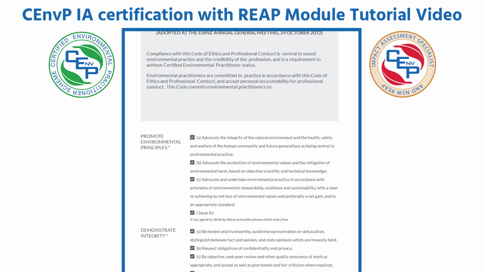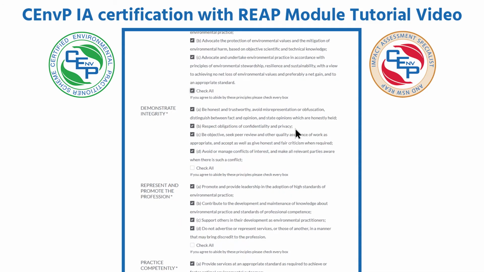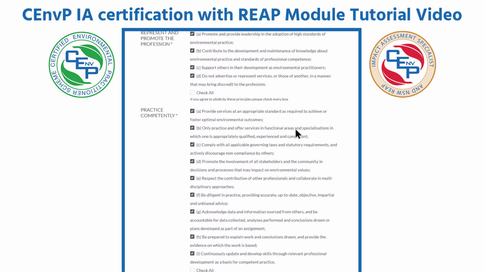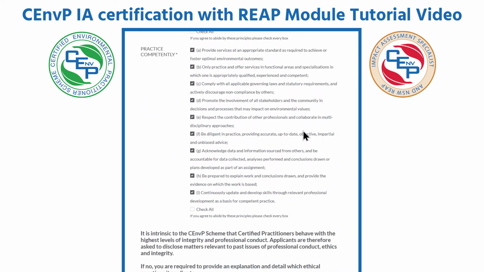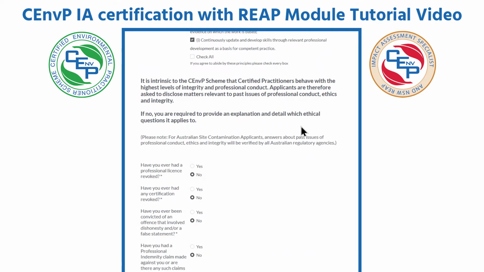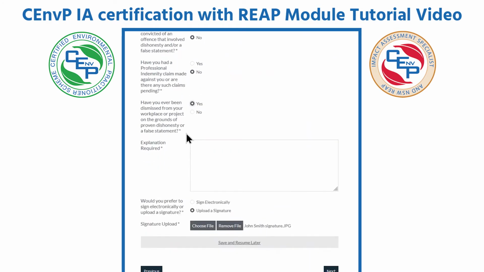Being a CEnvP includes adhering to the ANZ Statement of Ethical Conduct and is an integral part of becoming a certified practitioner. Applicants must agree to abide by all clauses of the Ethical Conduct Statement. Not adhering to these in your environmental practice could result in losing your certification. Similarly, the ethical conduct questions must be answered accurately and truthfully. If you answer yes to any of these questions, you will need to provide a relevant explanation.